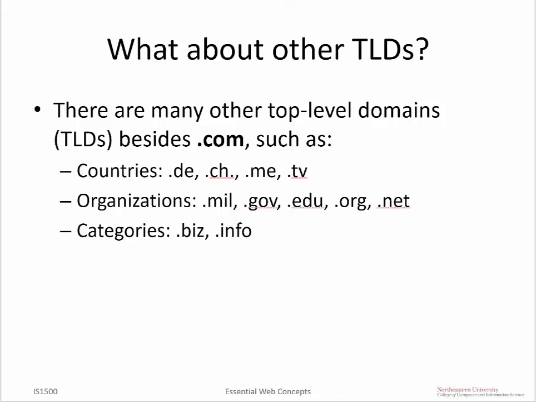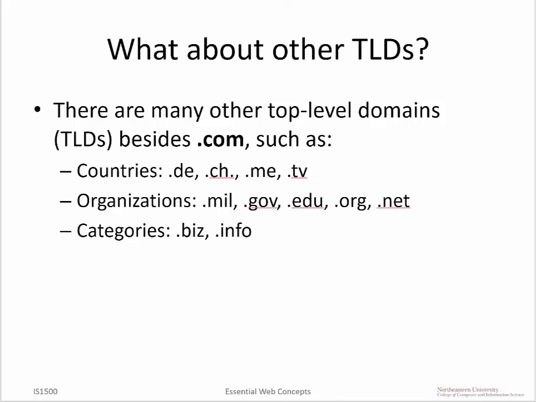However, when the web was first built, there was an accommodation for other organizations besides companies, so other top-level domains exist, including .mil for military, .gov for government websites, .edu for nonprofit educational institutions, .org for nonprofit organizations that are non-education based, and .net for organizations that have to do with the management of the internet itself.